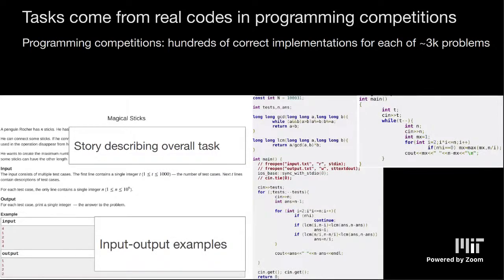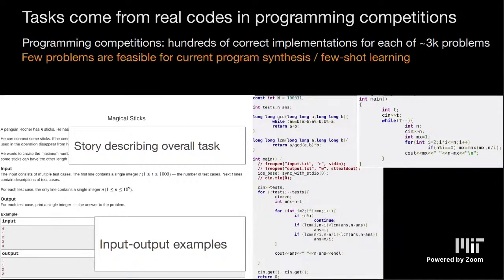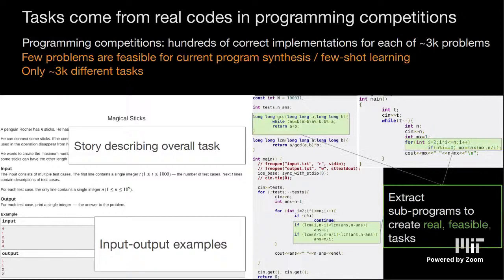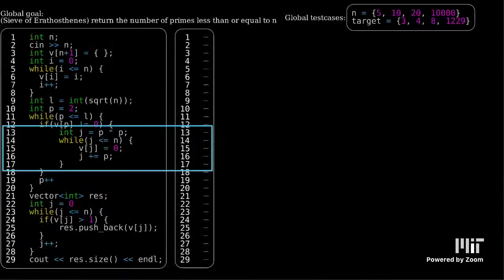Using the solutions as a benchmark is a bad idea because of two things. Firstly, because they are too difficult for program synthesizers right now, and also because there are not a lot of them. So our idea is to extract functional subcodes or subproblems from these solutions. And how do we do this? Let's see an example. Let's say we want to extract the subcode from line 13 to 17 in this bigger code that is calculating a sieve of Eratosthenes.